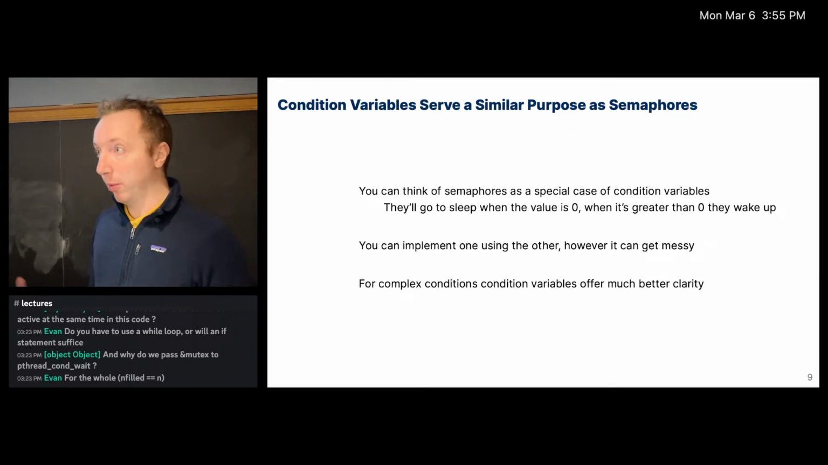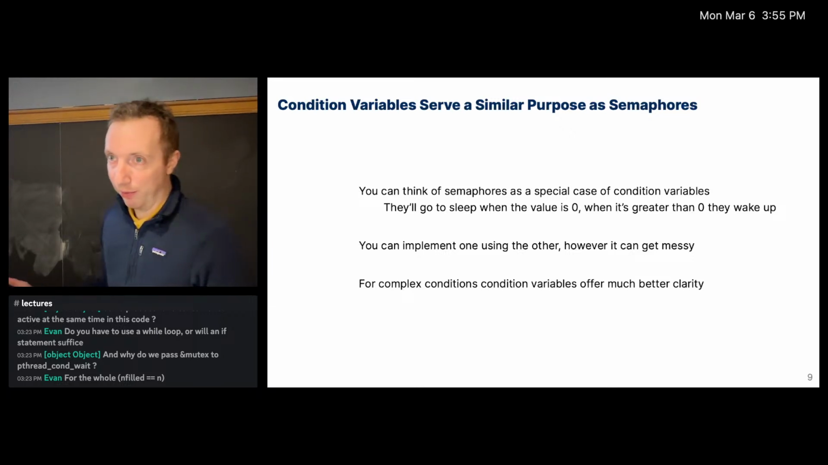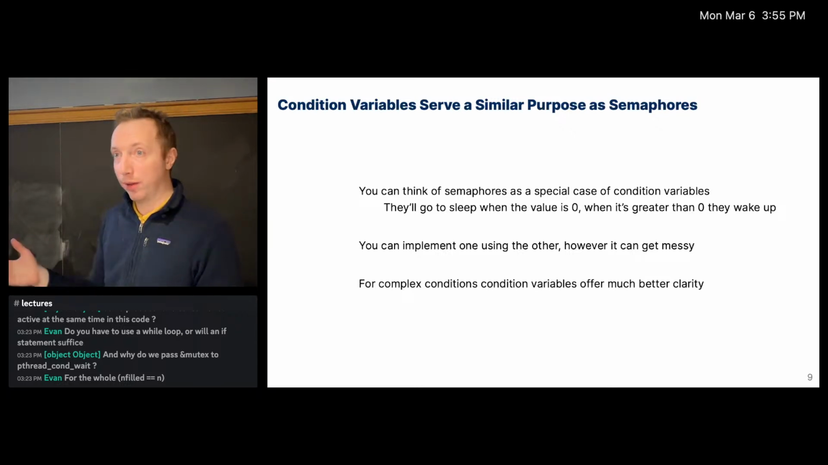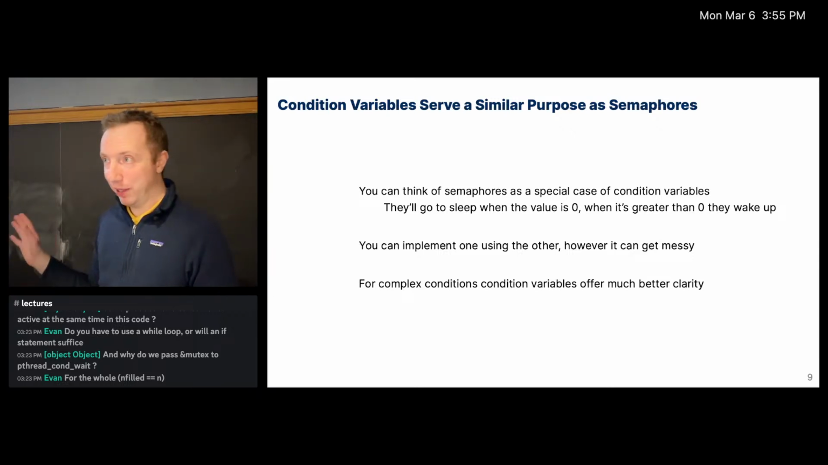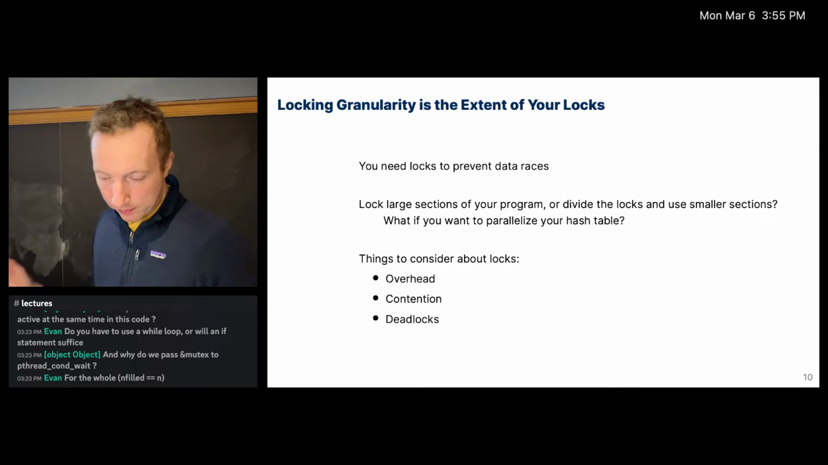It's simpler. If it's more complex, if your condition is not just a simple number, use a condition variable because it will probably be a lot clearer, right? They're equivalent to each other, so you could write one in terms of the other, but it's degrees of messiness and readability. So just use that ground rule. For integer values, use a semaphore. For anything that's more complex, probably use a condition variable.